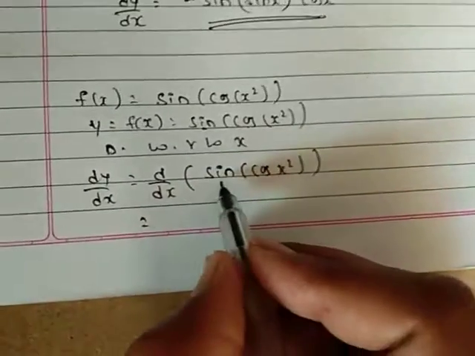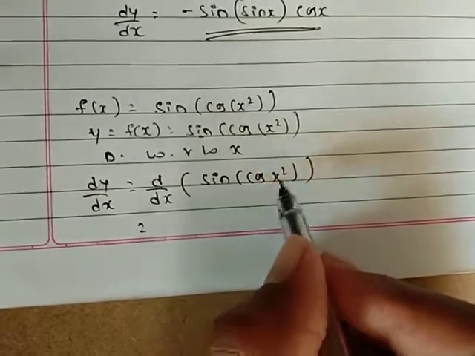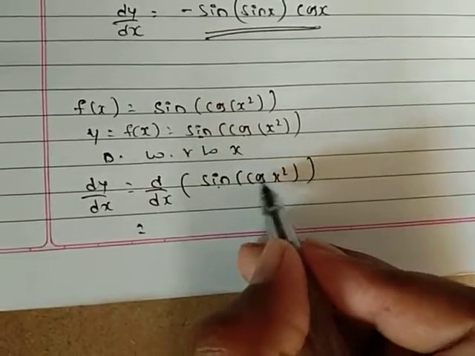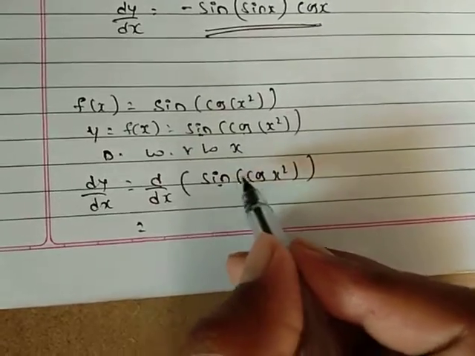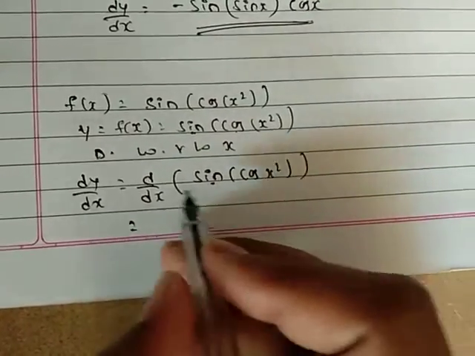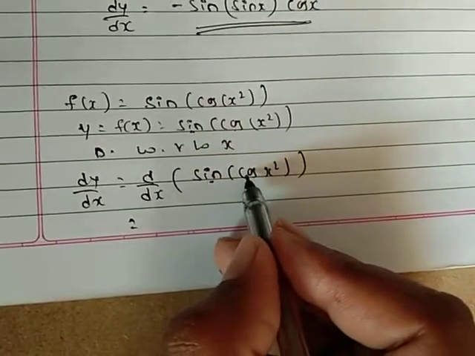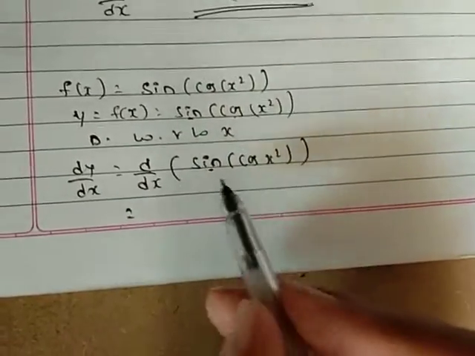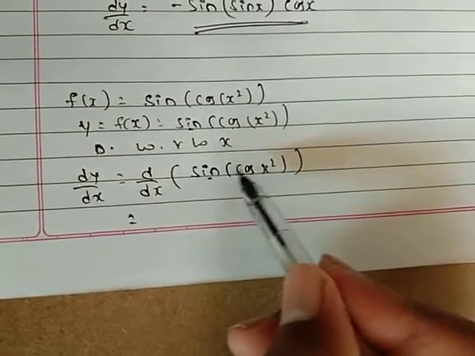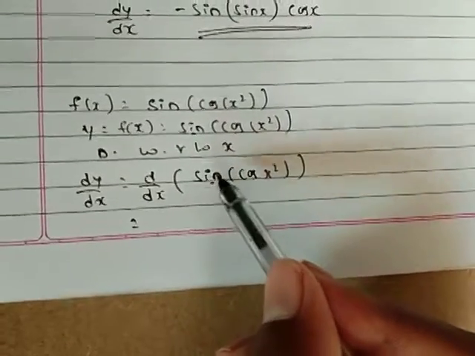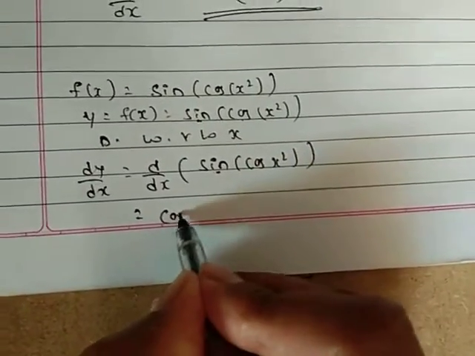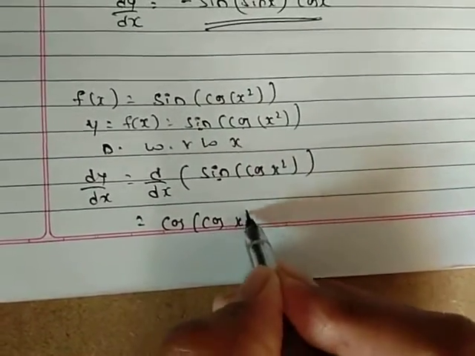First we need to differentiate sin x. Sin x means, sorry, cos x only. So differentiation of sin of cos of x square means, in the place of x we have cos of x square. Differentiation of sin x means cos x, so differentiation of sin of cos of x square means cos of cos x square.